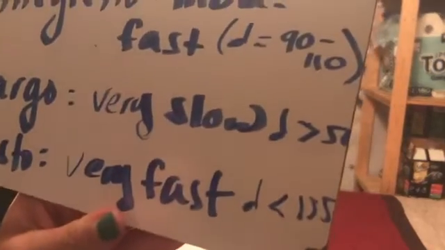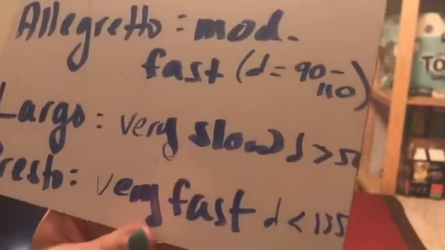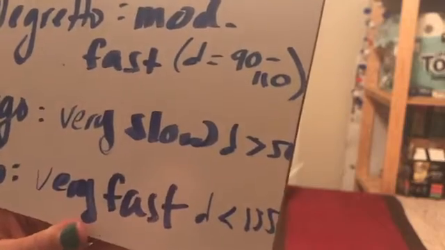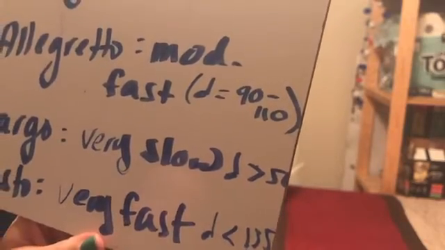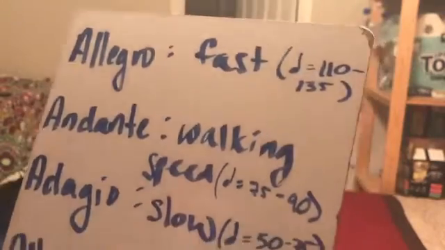And presto is going to be anything greater than 135. So these are your tempo markings that have an approximate range of beats per minute. So one more time at the top.